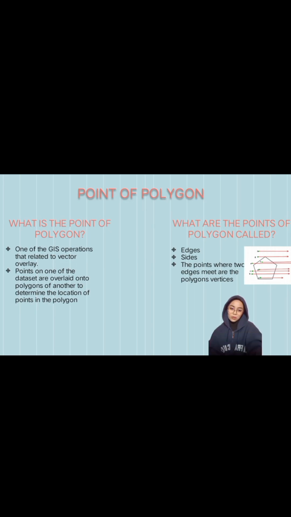Hi, hello and Assalamualaikum. So today I want to present to you guys about what is point in polygon. Point in polygon is one of the GIS operations related to vector overlay. Points in one of the data sets are overlaid on polygons of another to determine the location of points in the polygon. There are two ways point in polygon is described, which are edges and sides. And the point where two edges meet is the polygon's vertex.